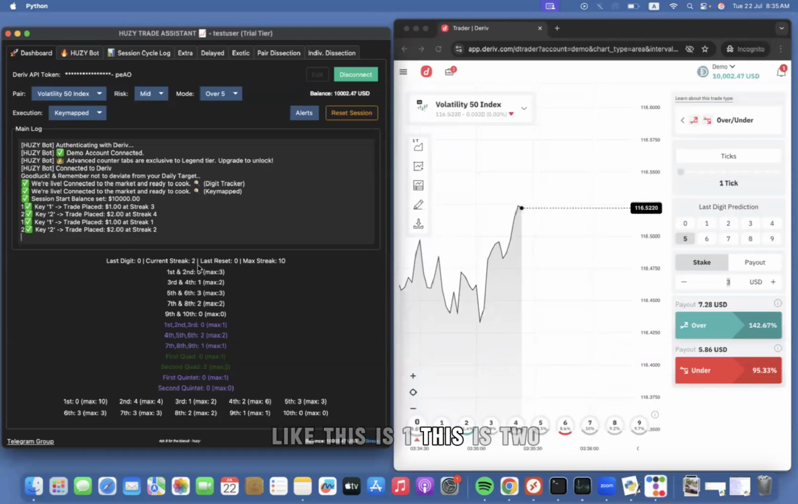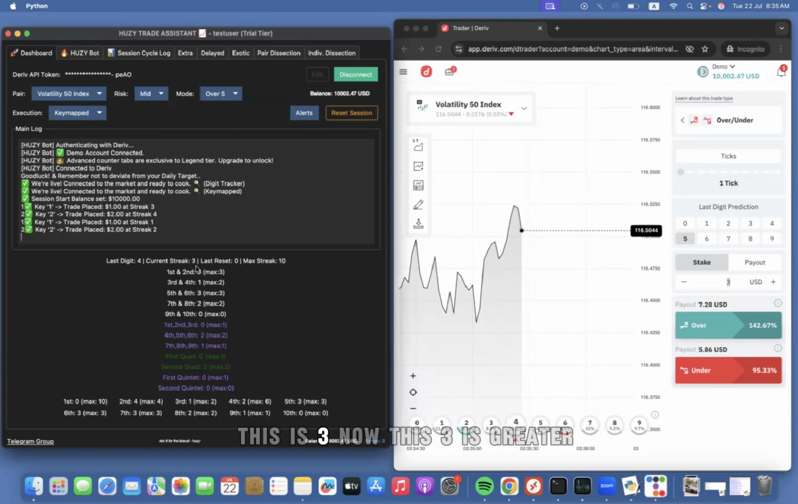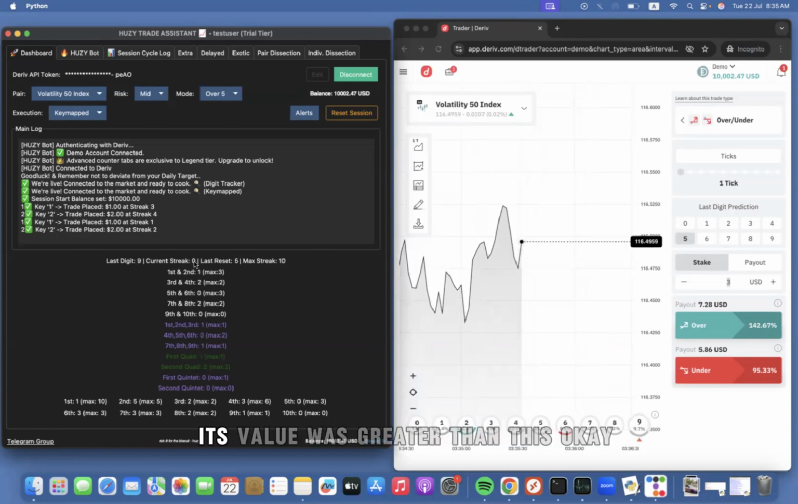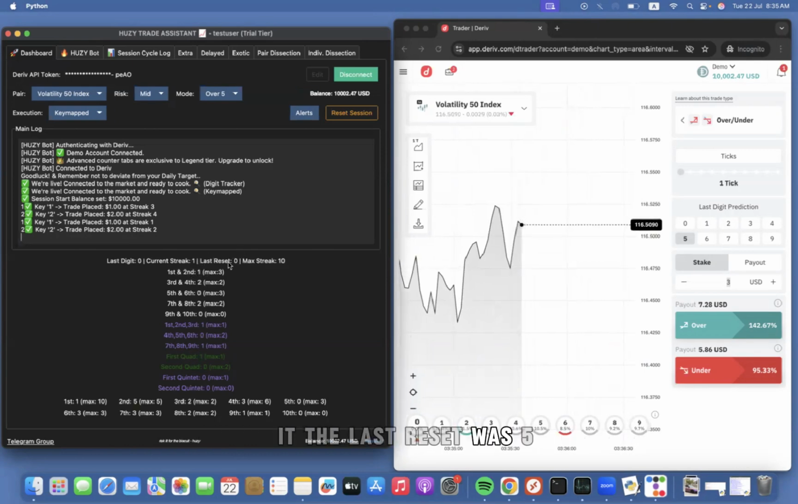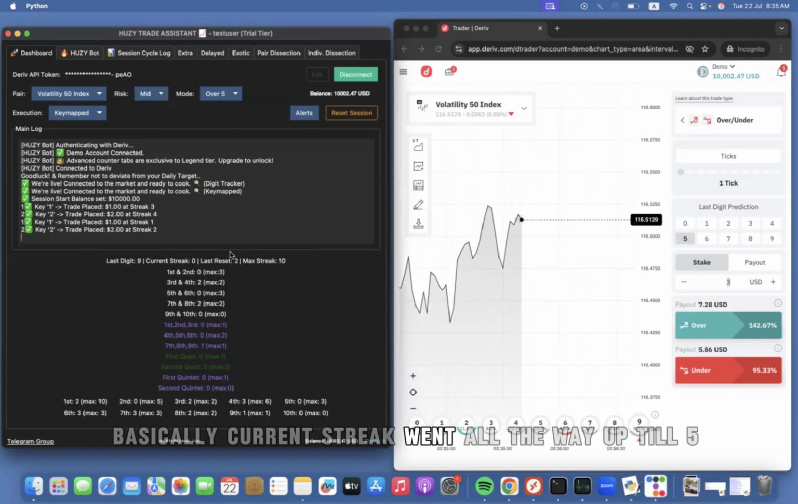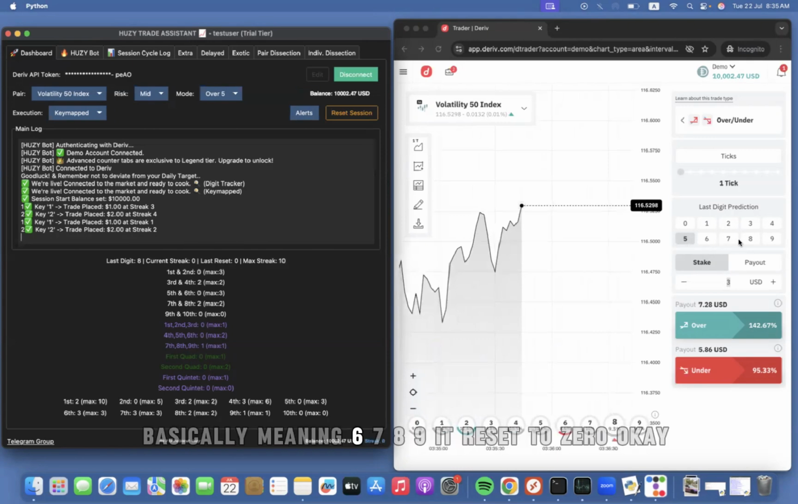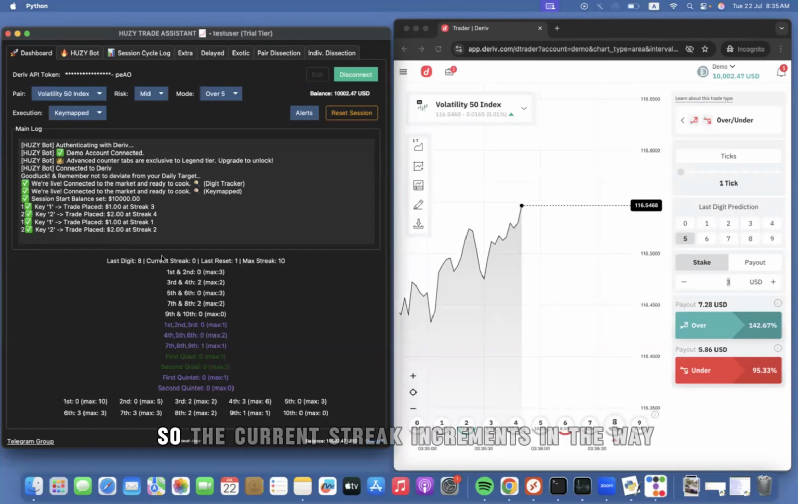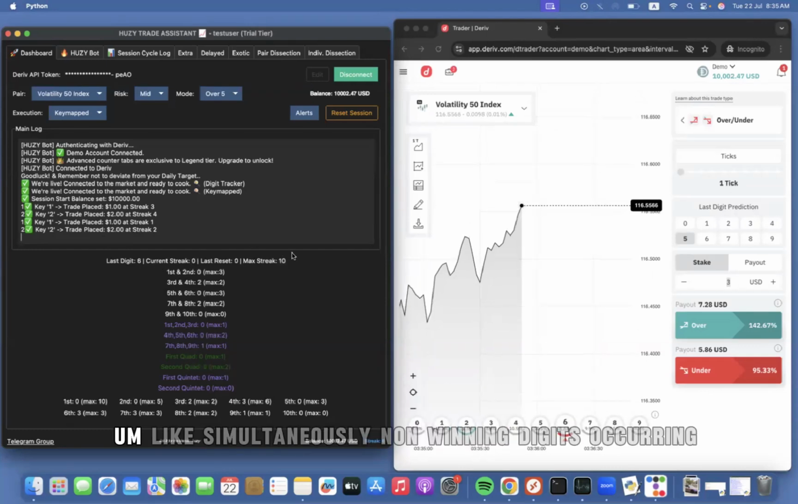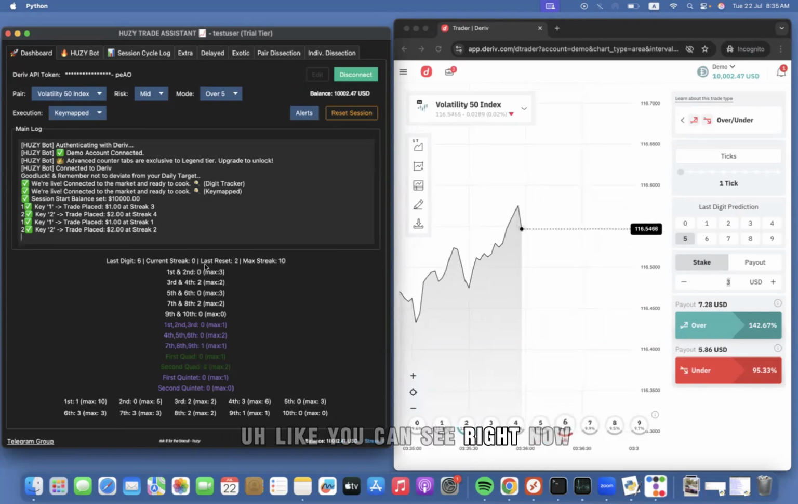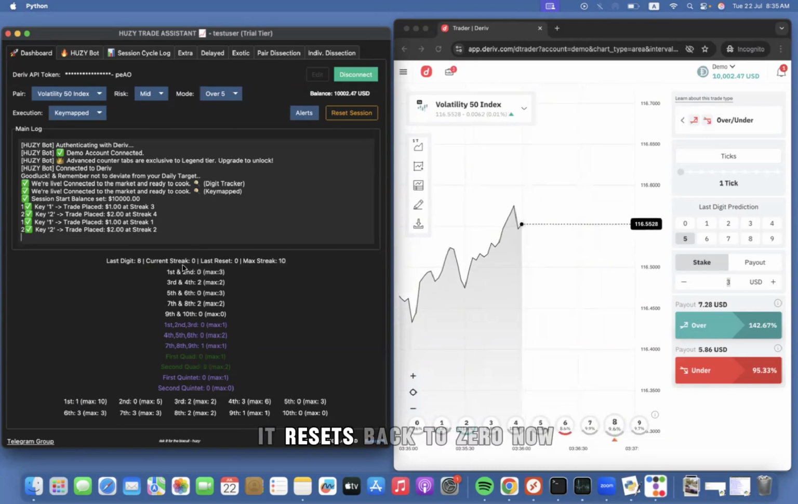Okay, so when the current streak starts increasing, when basically the non-winning digits occur, like this is 1, this is 2, this is 3. Now, this current streak right now, its value was greater than this. Okay? The last reset was 5. Basically, current streak went all the way up till 5. And then when it landed on the winning digits, basically meaning 6, 7, 8, 9, it reset to 0. So the current streak increments as non-winning digits occur simultaneously, like you can see right now, and as soon as a winning digit occurs, it resets back to 0.